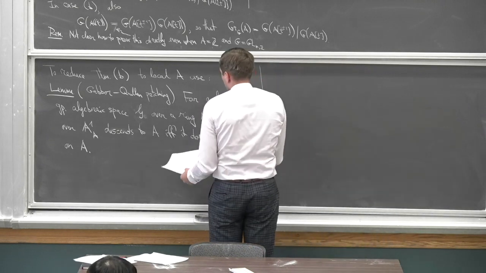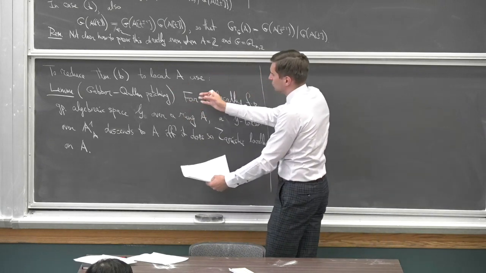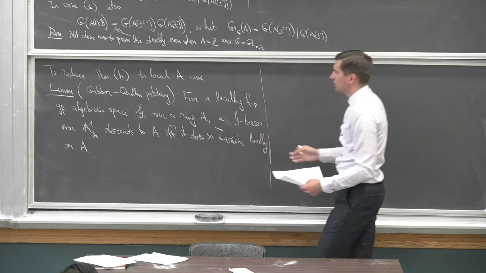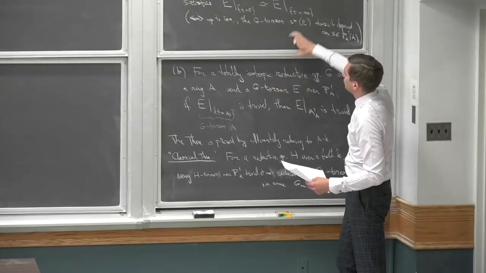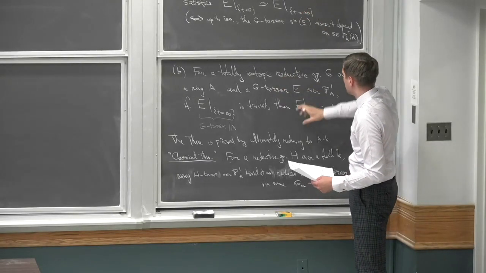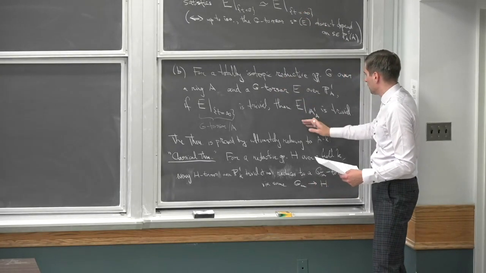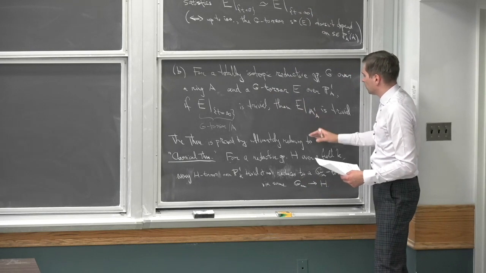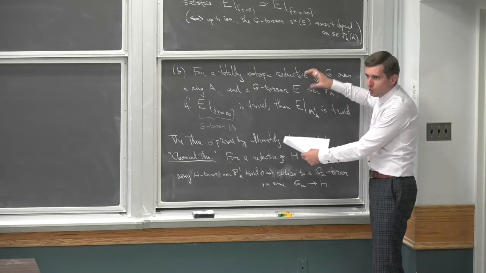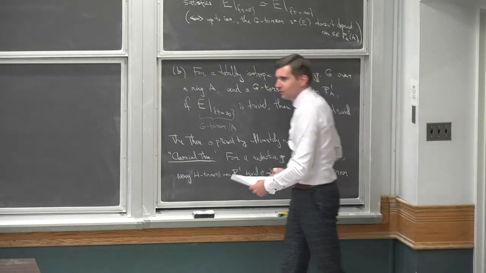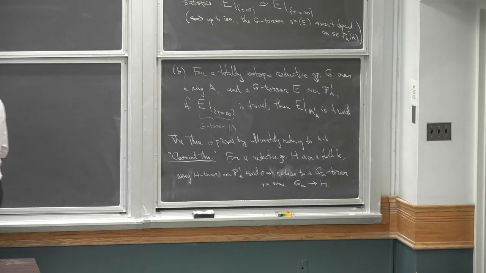Okay, so after this, we can assume that A is local, and then part B reduces to part A. I mean, there's this finer thing about E over A^1, but more or less it reduces to part A. Okay, so we'll focus on part A, more or less.